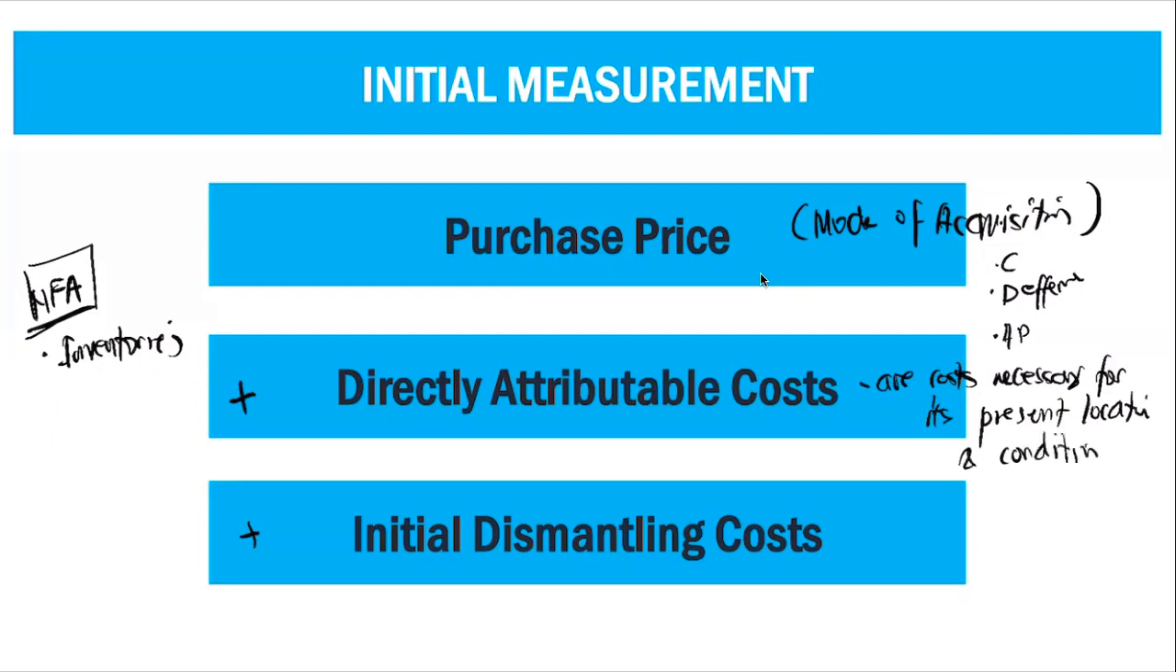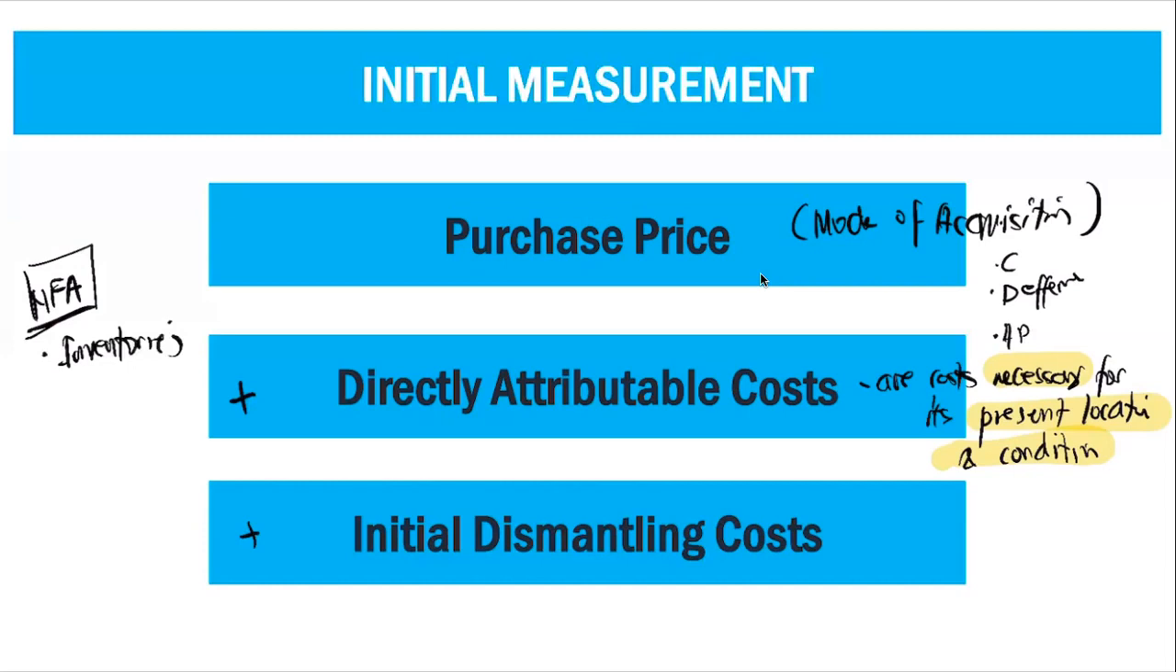Sir, what are these directly attributable costs? Later, when we go to your land, building, and machinery, we will learn these different items of directly attributable costs. Mostly, students really memorize those items, but so long as you know the definition, that it is necessary for the present location and condition, then it is a directly attributable cost. Because if you memorize everything, baka masobrahan na kayo, nagkadagulo-gulo na mamaya yung utak ninyo. So mas okay lang na alamin natin if that cost is necessary for that particular property.